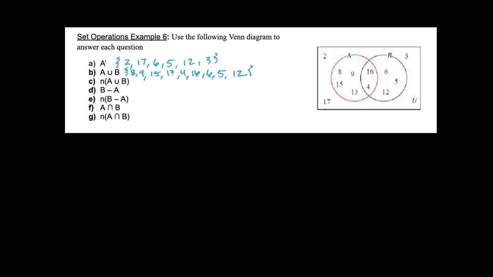That means the number of elements in A union B. So we have A union B up here, so we can just count 1, 2, 3, 4, 5, 6, 7, 8, 9, and it looks like there are 9 elements, so the answer to that is 9. Okay, for D, we want to do B minus A. And so when we're doing B minus A, that means the elements in B, but not in A.